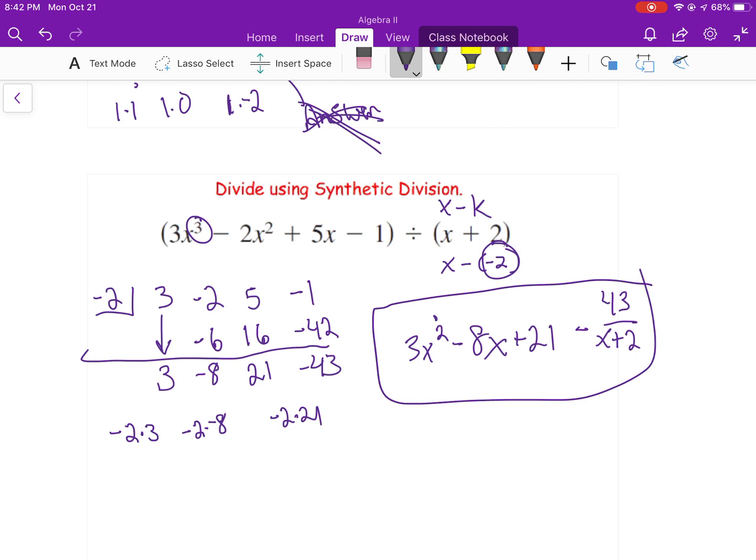Now, if you're thinking, why the heck didn't we do this instead of polynomial long division? Well, the answer is this only works when it is x minus 2. So it only works for a linear that we're dividing by.